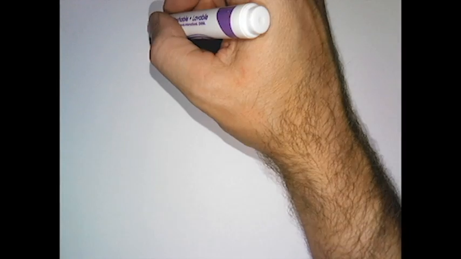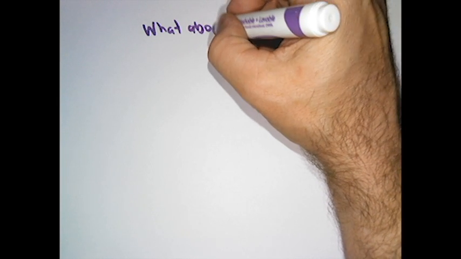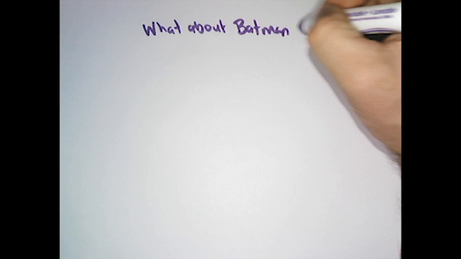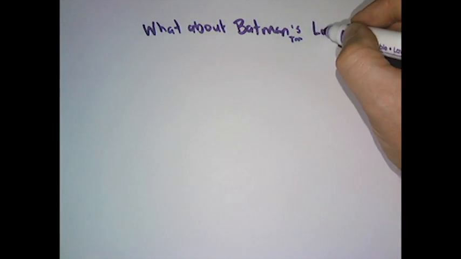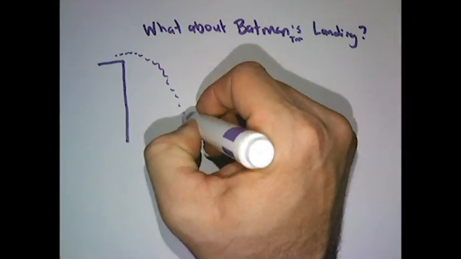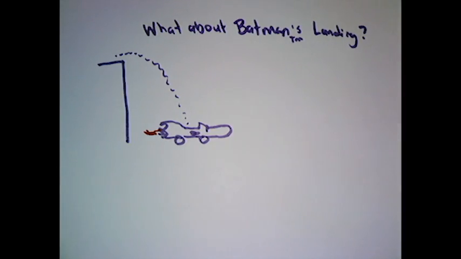Hi guys, I'd like to begin today with taking a look at the second part of the Batman problem we did the other day in class. I want to take a look in particular at what happens when Batman lands in the Batmobile. So if you recall, we went ahead and solved this problem last time for how far away the Batmobile should be parked from the edge of the building.